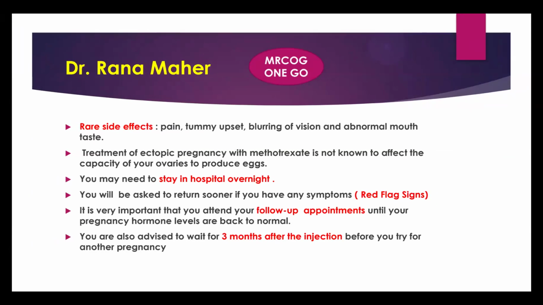Some side effects of the methotrexate: now you will give a medication. You need to mention the side effects: pain, tummy upset, blurring of the vision, abnormal mouth taste. Treatment of the ectopic with methotrexate is not known to affect the capacity of the ovaries to produce eggs. Very important question from the role player, because she will be afraid this medication will affect her fertility or not. So stay in the hospital overnight, give her the red flag signs before discharge, give her the follow-up appointments.